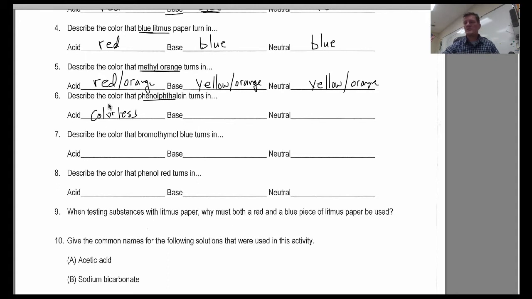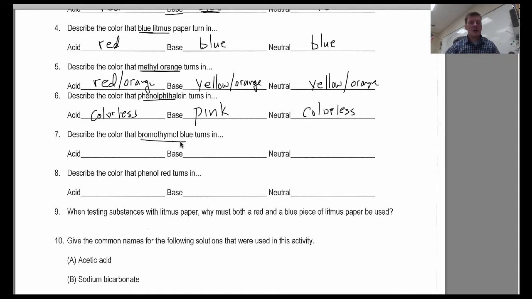All right, so phenolphthalein, the acid was colorless. What about the base? When we put phenolphthalein in the base, we got a bit of a pink color. Okay, slight pink. It might have been a light pink or a little stronger pink. And then neutral was colorless.